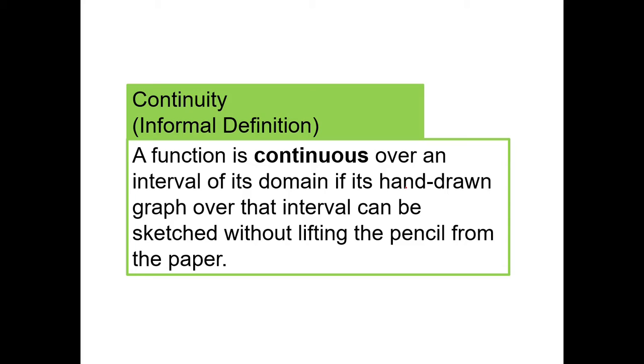A function is continuous over an interval of its domain if its hand-drawn graph over the interval can be sketched without lifting the pencil from the paper. And the key phrase is without lifting the pencil. So if I sketch something without lifting the pencil, it is a continuous function.